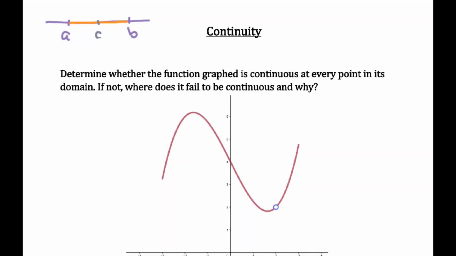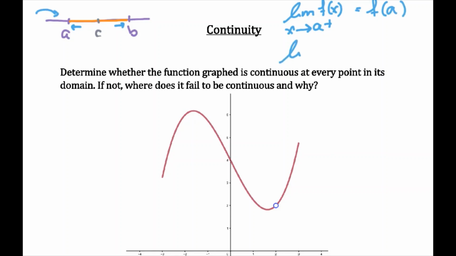Well, to study the continuity at these endpoints, we are going to study the limit from the right side of A, and it should be equal to f(A). So at A, the limit of the function as x approaches A from the right should equal f(A) because the limit from the left is not there. Also, the limit of the function as x approaches B from the left should be equal to f(B). Okay, these are the main rules to tell whether a function is continuous or not.